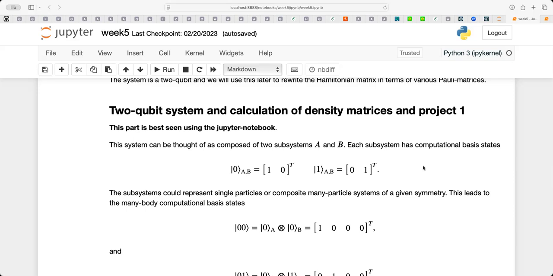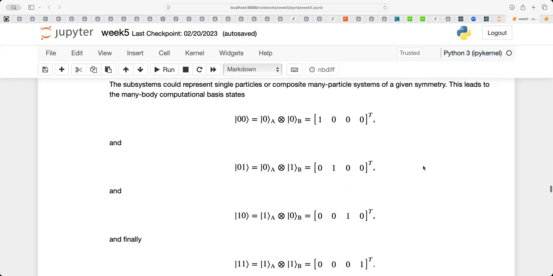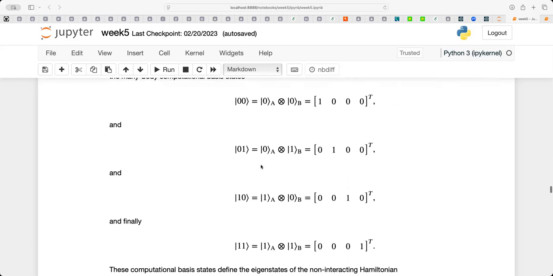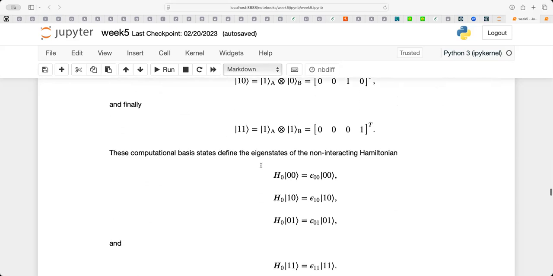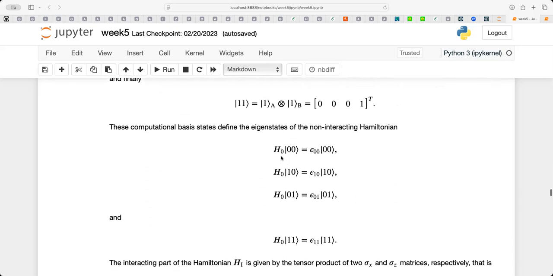And what we can do then is simply to set up the computational basis. And what I'm going to do now is simply to assume that this computational basis is an eigenbasis of H0, which is one part of the Hamiltonian.